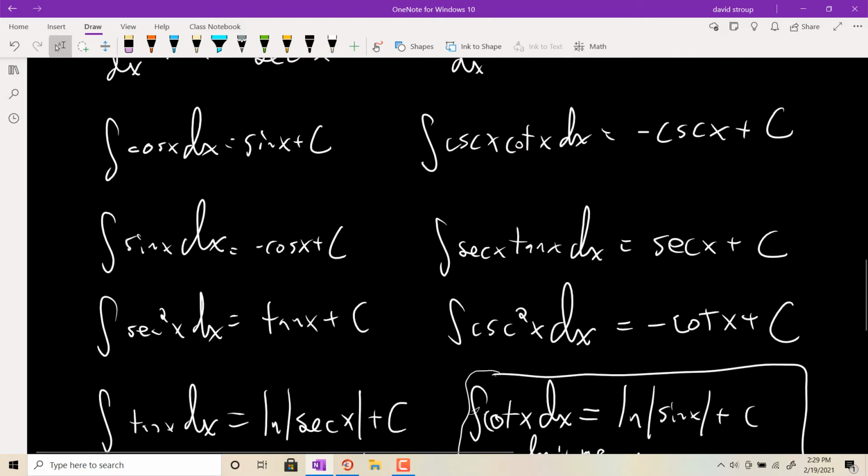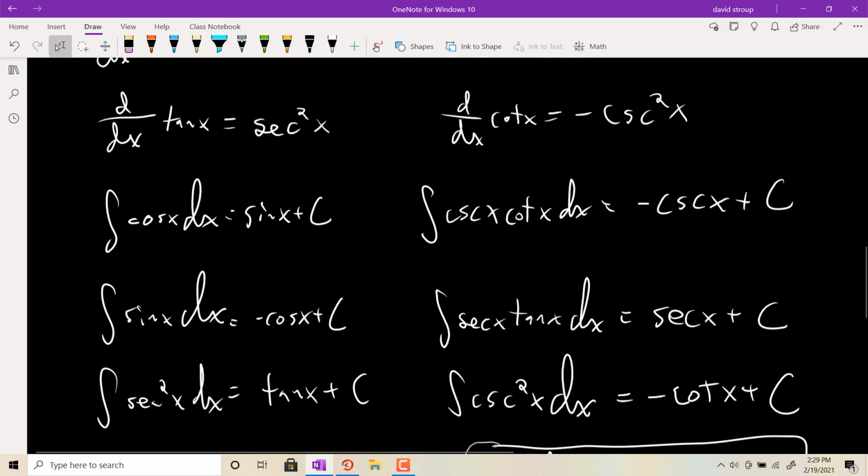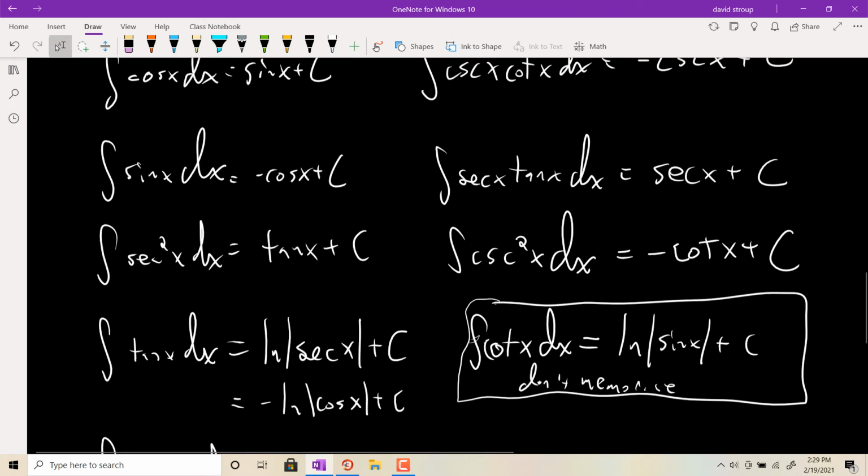Okay, so there's a lot. You should make note cards, if possible. From the last video, we also had secant cubed. Fortunately, I don't remember that one off the top of my head, though, because I'm not going to list it.